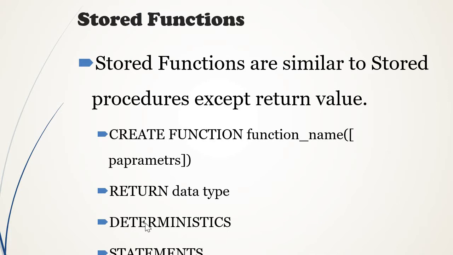Then you have to write down deterministic. Deterministic means that after executing the function many times, it always returns the same value. So that is called deterministic. This function always returns the same value if it is executed many times with the same parameter.